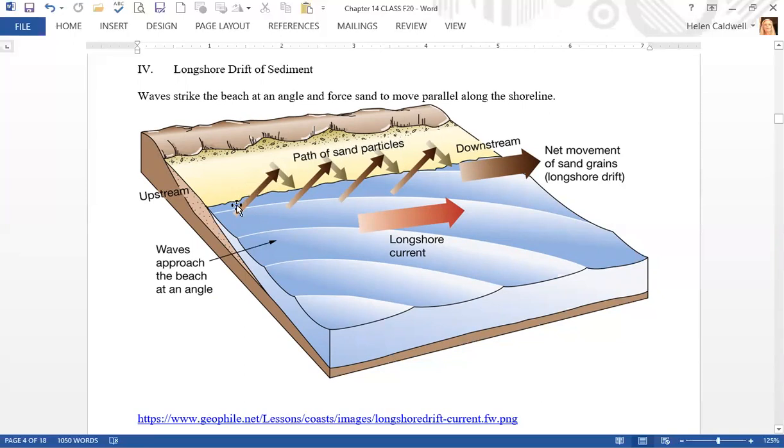If we could tag the sand somehow, we could put in a bag of pink sand, and you could watch it migrate down the shoreline.